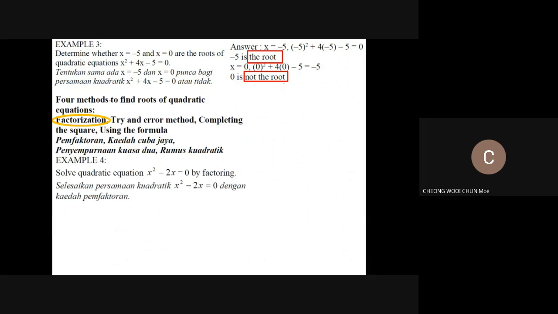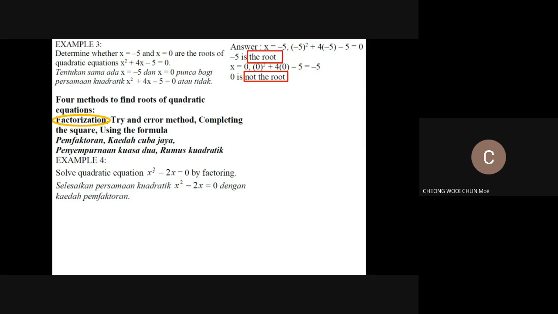Then, four methods to find roots of quadratic equations. There are four methods: factorization, trial and error method, completing the square, and using the formula. At the moment, we only learn the first one, factorization. So we look at example 4.